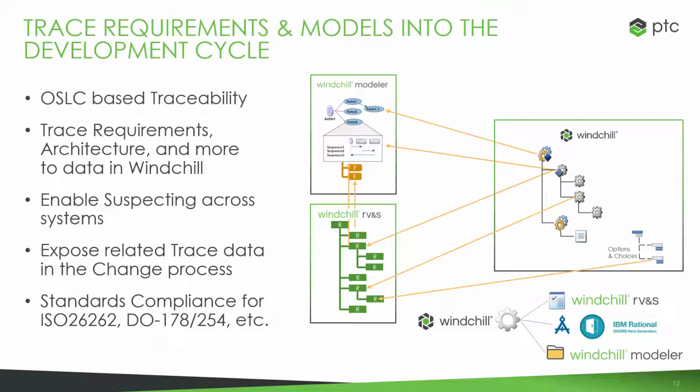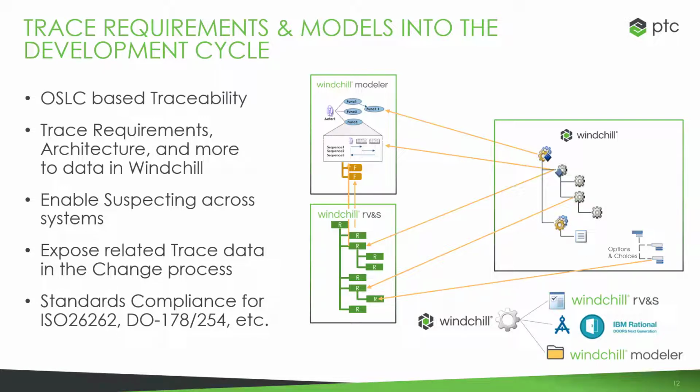Enabling suspecting across systems so you can determine if something needs to be followed up on to determine if a change is required. We also surface the ability to expose that trace data in change processes in Windchill. Data from Windchill Modeler and Windchill RVNS can be shown as affected data in problem reports, deviations, waivers, and change requests, allowing you to start that cross-system impact analysis earlier in the cycle to understand what's impacted both upstream and downstream.